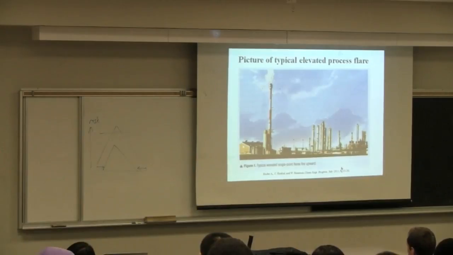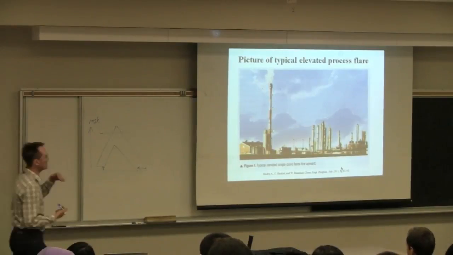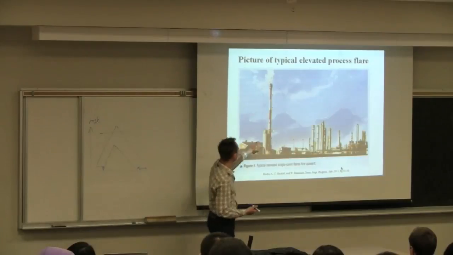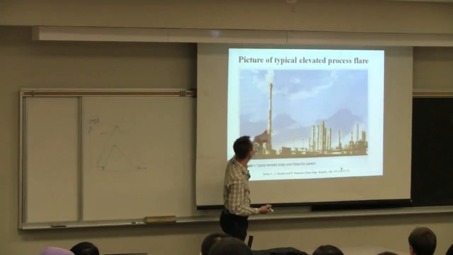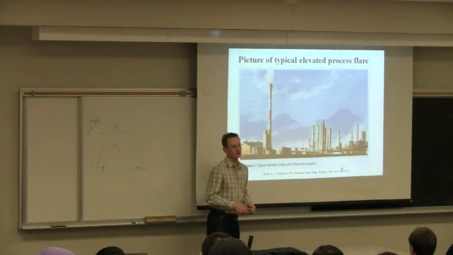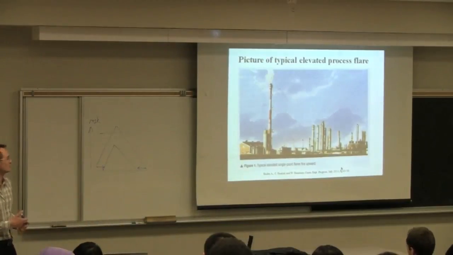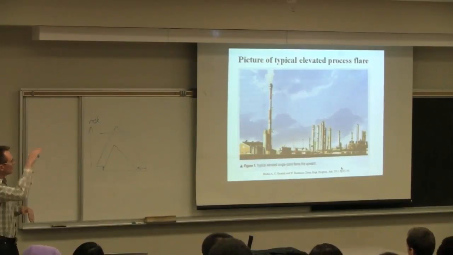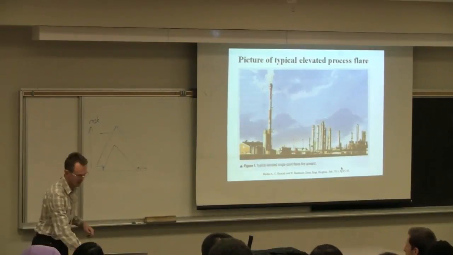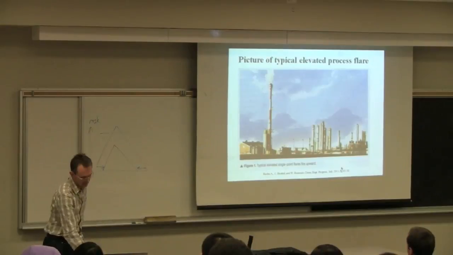So that's a known number. We design these flares so that the greatest heat exposure a person will receive, which would be someone up here working on the tower, should be no more than 1,500 BTUs per hour per meter squared, or per foot squared. So there's that tolerance built in. The tower is sized appropriately for that, and then we flare up vertically.